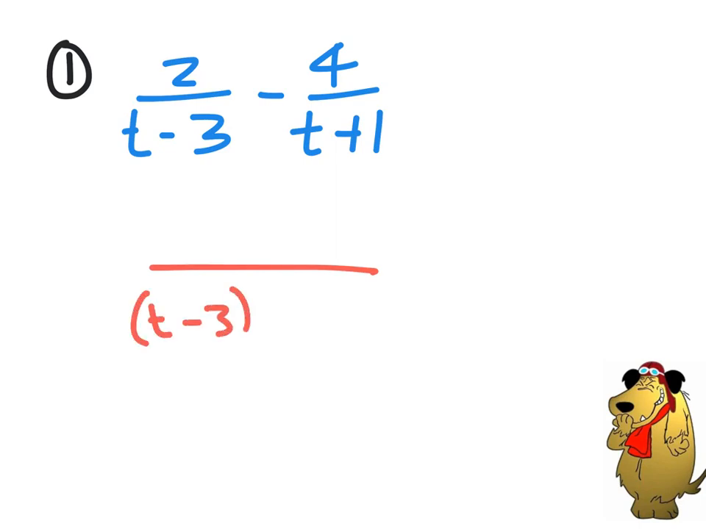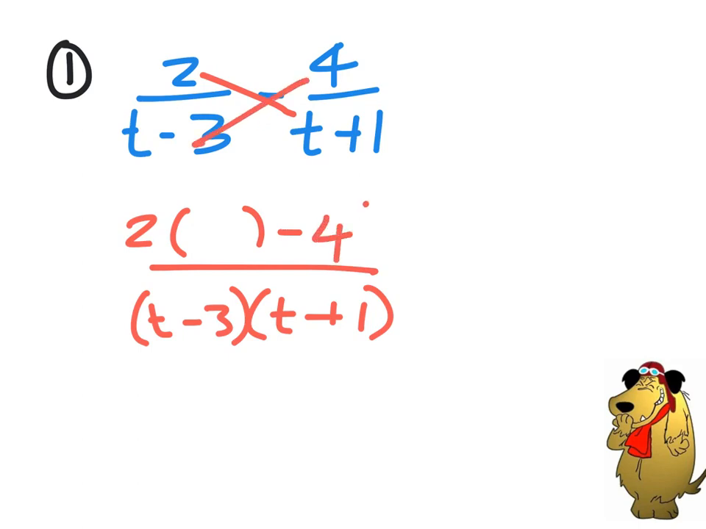And the way we do that is we just multiply them together. Now you don't have to remove the brackets, you can just leave it like that. So now you've got a new denominator, we need to get a new numerator. So we do 2 times the t plus 1, and then the most important thing here is to remember there's a negative sign in the middle there, so that's going to take away 4 times t minus 3.